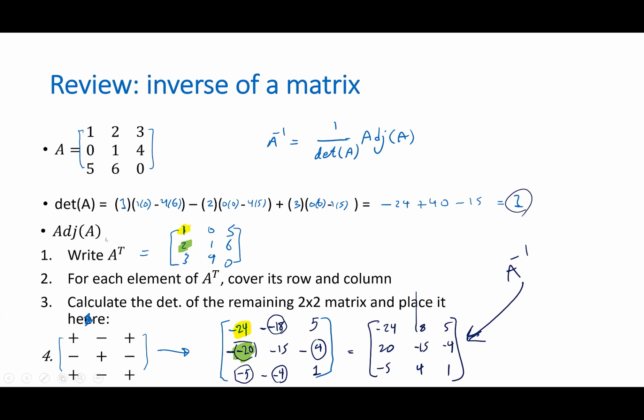First I get the determinant, then the adjoint, then multiply the two. 1 over determinant times adjoint.